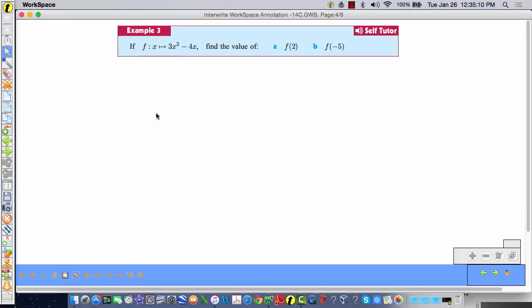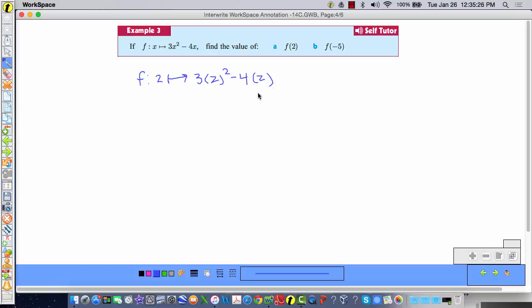All right, so let's just do a couple of things here. This is pretty easy. We are just going to replace x with 2, and we get 3 times 2 squared minus 4 times 2, which is 12 minus 8, which is 4. And then I'm going to use this notation.